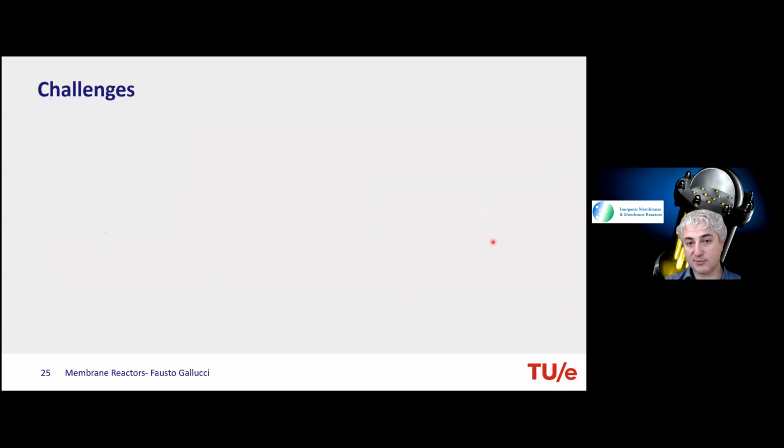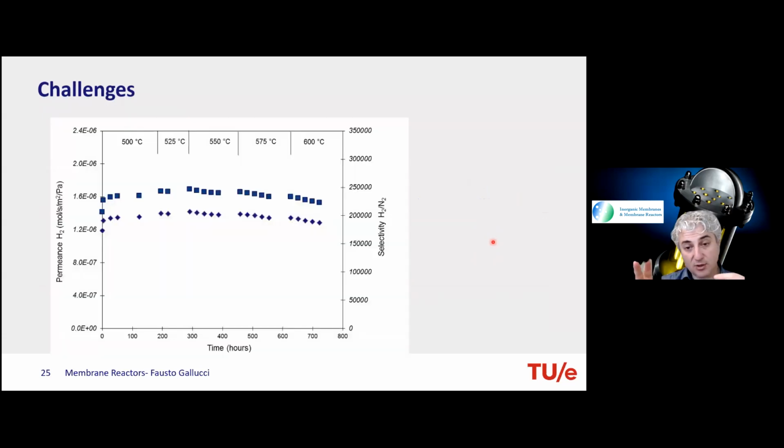Now, of course, there are some challenges. One of the challenges is the stability of the membrane, because the concept that I showed you uses a fluidized bed. The particles have to move around, and it is also a relatively high temperature, 550 centigrade, more or less. You see here that if you take our membrane, this is the selectivity, this is the flux. The selectivity is relatively stable, but when you go to higher temperature, you see a small decrease of flux, which you would expect to increase. So something is happening on the membrane.